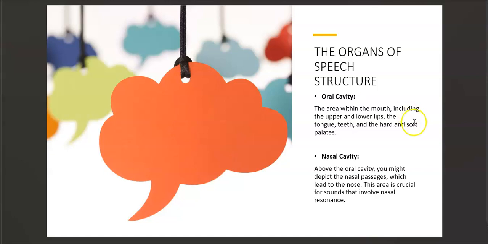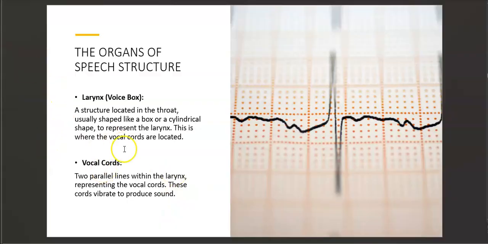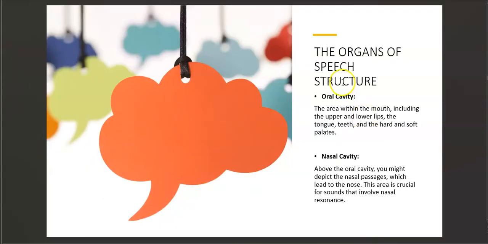Okay, so the oral cavity is the area within the mouth, including the upper and the lower lip, the tongue, the teeth, and the hard and the soft palate. So from the vocal cord here, we move to the oral cavity. Okay, and this includes the lower and the upper lips, or just the lips in general. It also includes the tongue, the teeth, and the hard and the soft palates, okay?